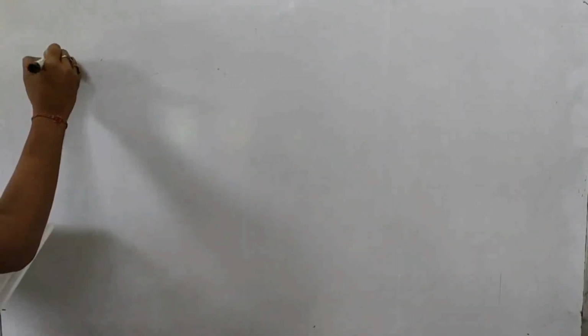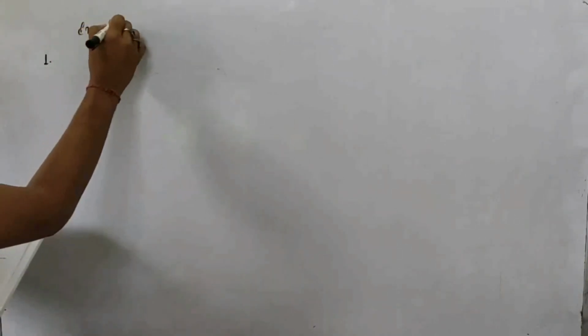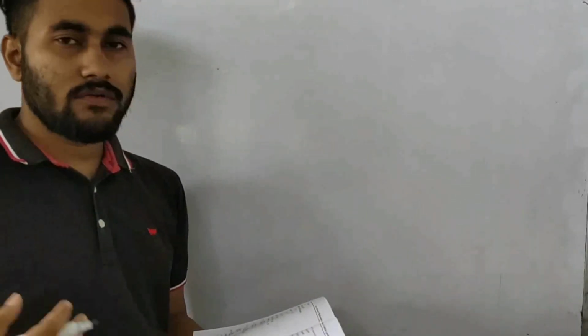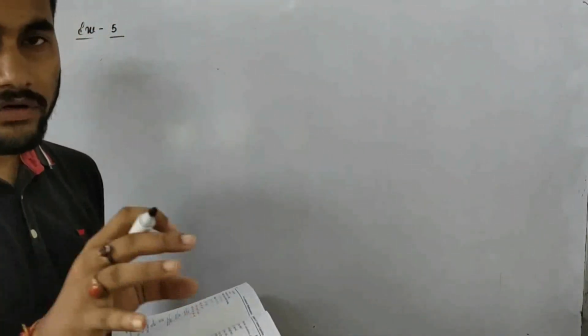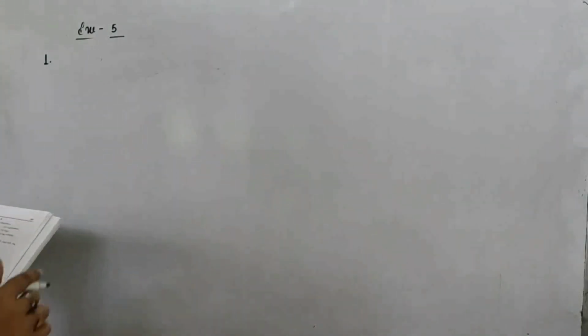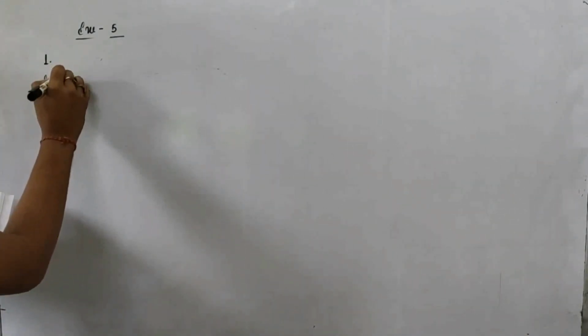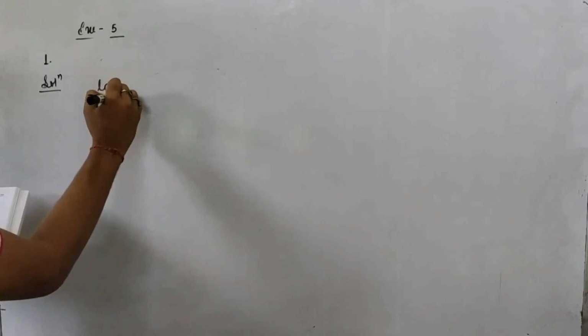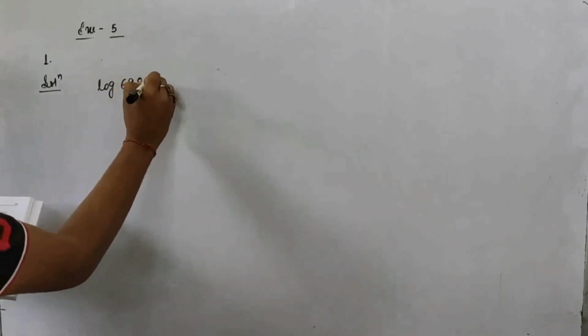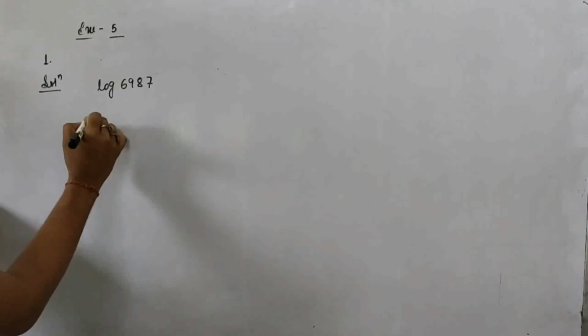Exercise 5, there is only one exercise. Question number 1: write the characteristics of the following logarithm. Whenever we find the logarithm value, we need to first write the characteristics value. Over here we need only characteristics. What is given? Log 6987. So what will be the characteristics?